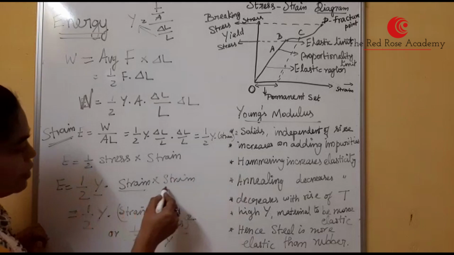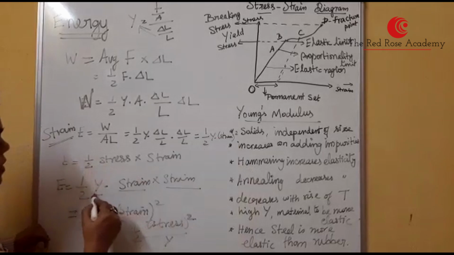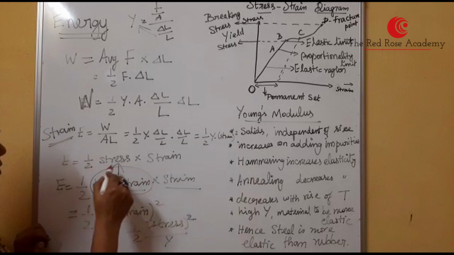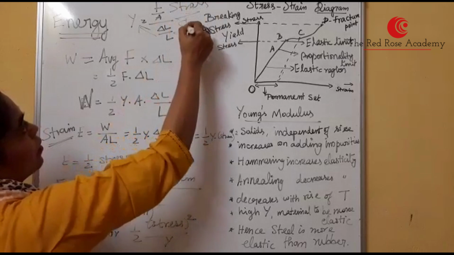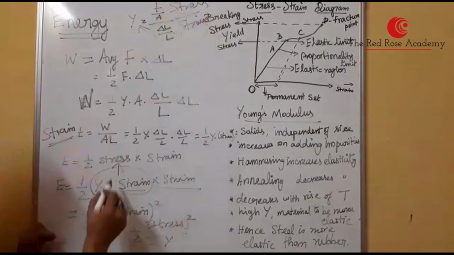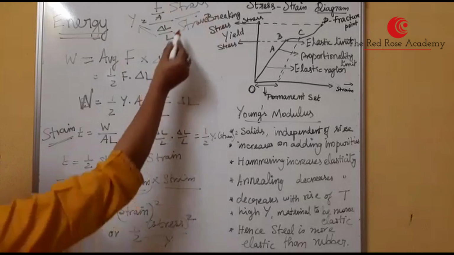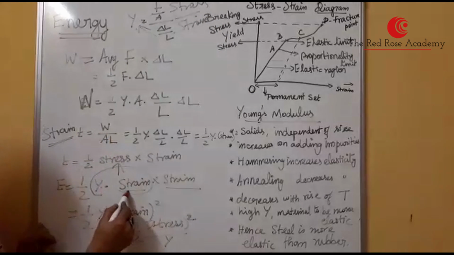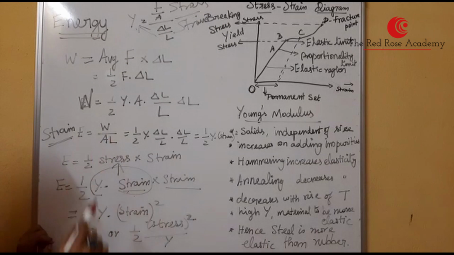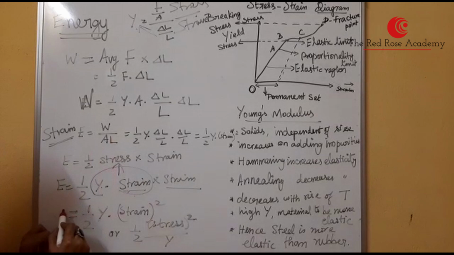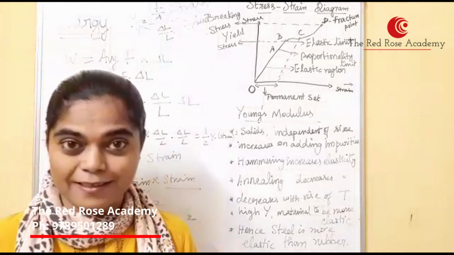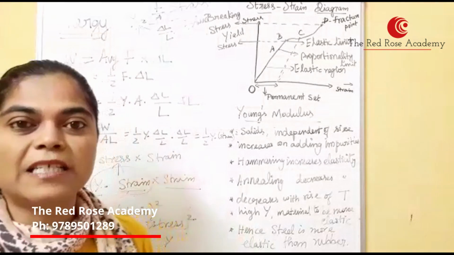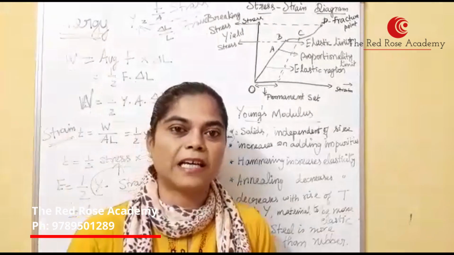Y into strain is nothing but the stress, because Y is equal to stress by strain. So Y into strain is equal to stress, and we can replace Y into strain by stress. So we can use either this relation or this relation for the strain energy developed in the metallic wire due to the stress applied on it.